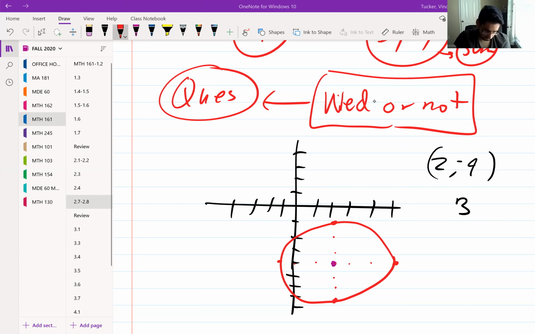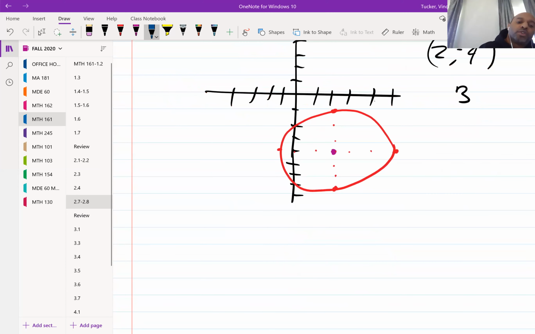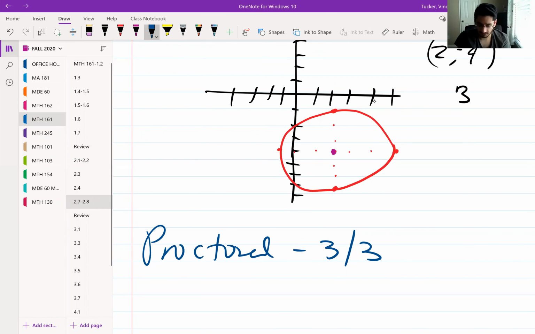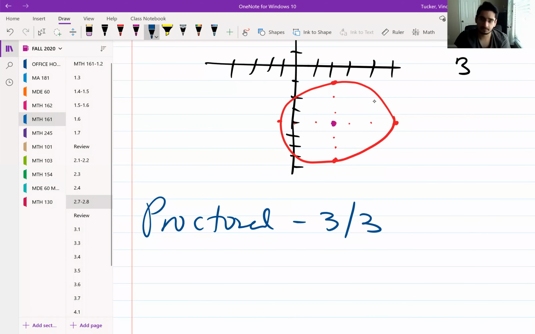So the test is due on the 3rd, right? No, it's just up to us if we want to do it as proctored or online. Well, let's do that. I'm glad you mentioned that. If it's proctored, the proctored test will be 3/3. That's Wednesday.